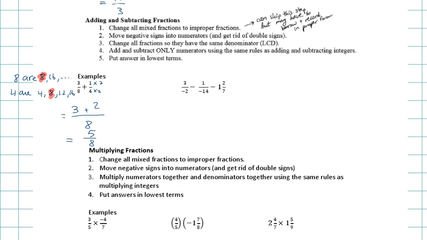Yeah. Okay. So first step, I need to change all improper fractions to mixed fractions. So where's my improper fraction? 1 and 2 over 7, right? So what would that be as an improper fraction? 9 over 7. Are we all good with that? 1 times 7 is 7, 7 plus 2 is 9.